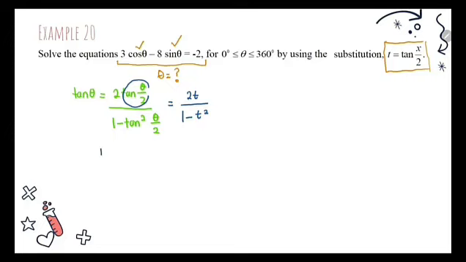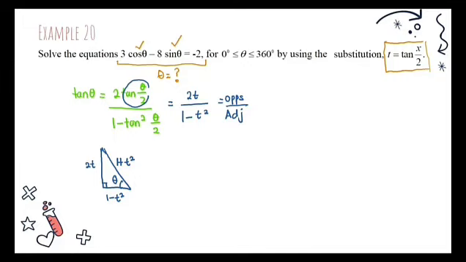Next, we're going to transfer the information to a right angle triangle. So let's say this is theta. We know tangent is opposite over adjacent. So the opposite of theta will be 2t, and the adjacent of theta will be 1 minus t square. And we will find the hypotenuse using the Pythagoras theorem and we will obtain 1 plus t square.